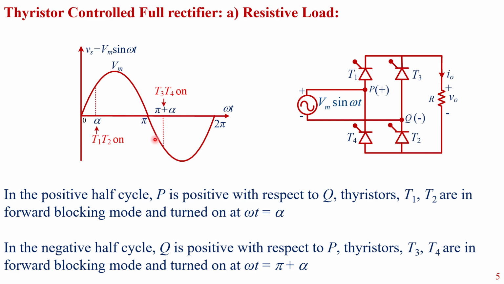In the negative half cycle, Q is positive with respect to P, and thyristors T3 and T4 are in forward blocking mode. So in the positive half cycle, at omega t equals alpha, T1, T2 are on, and in the negative half cycle, at pi plus alpha, T3 and T4 are on.